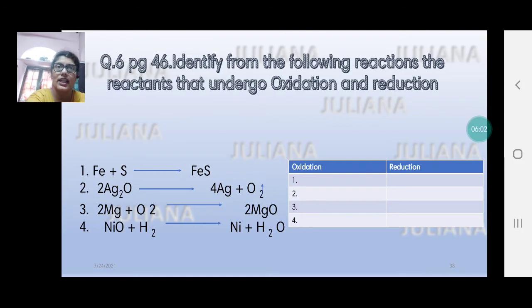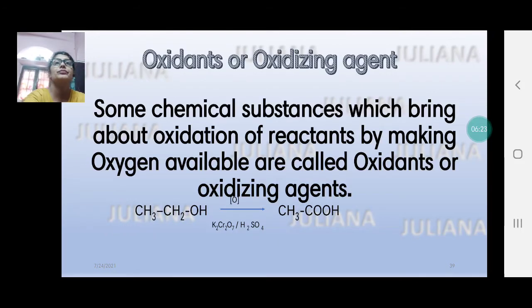This is a redox reaction. Hydrogen is being oxidized and oxygen is being reduced. Okay, so both are happening simultaneously. That's a redox reaction. But if you have to write under column, then hydrogen is oxidized, nickel is reduced, and oxygen is also reduced because oxygen is adding hydrogen.